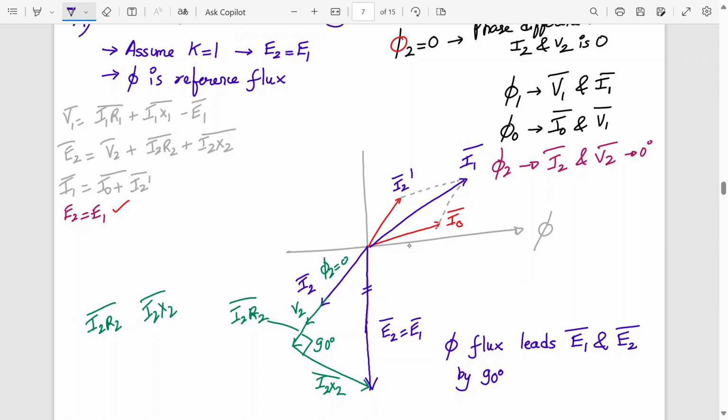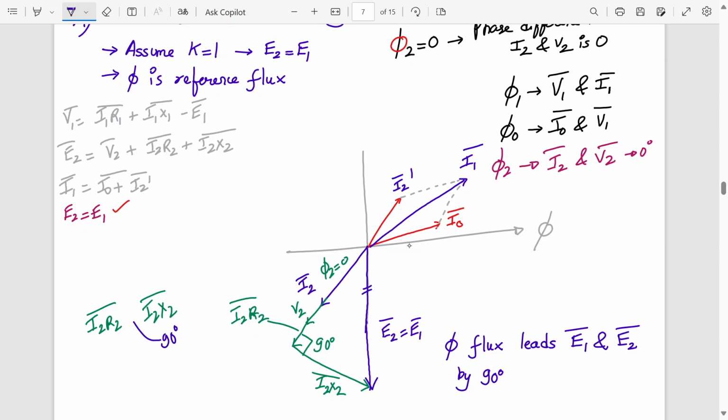E2 equal to E1. Initially E2 equal to E1, I didn't know the magnitude. Agree? So this is how I have to plot it. What is the first step? I have drawn E2 and E1. Then I naught we have drawn. Then I2 dash, then I1. Then I2 opposite, I2 dash opposite we have drawn I2. Then V2, then I2 R2. Then I2 X2 will be at 90 degrees, there is a 90 degree phase shift.